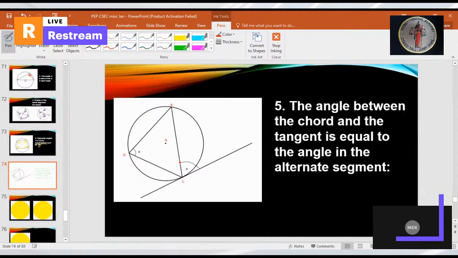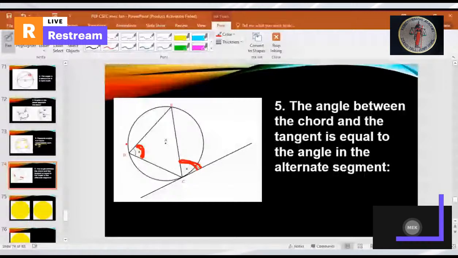So this angle between the chord and the tangent is equal to the angle in the alternate segment. Remember, the chord cuts the circle into two segments, the minor segment and the major segment. So if we started talking about this angle between the chord and the tangent, the alternate segment would be over here.